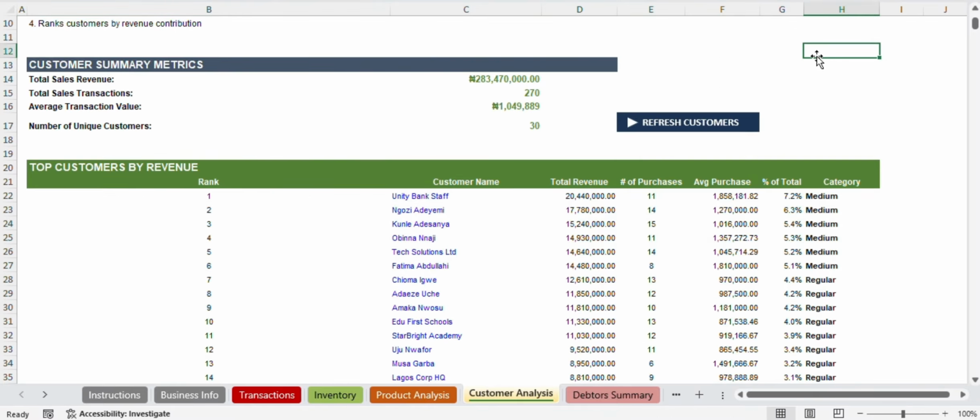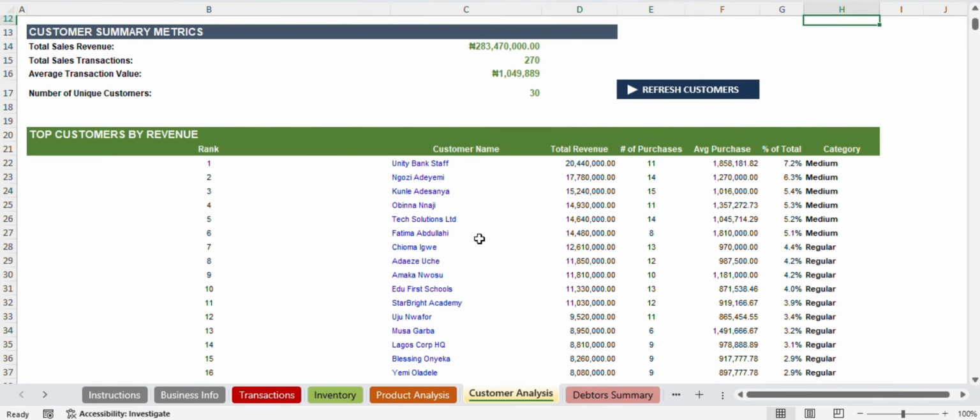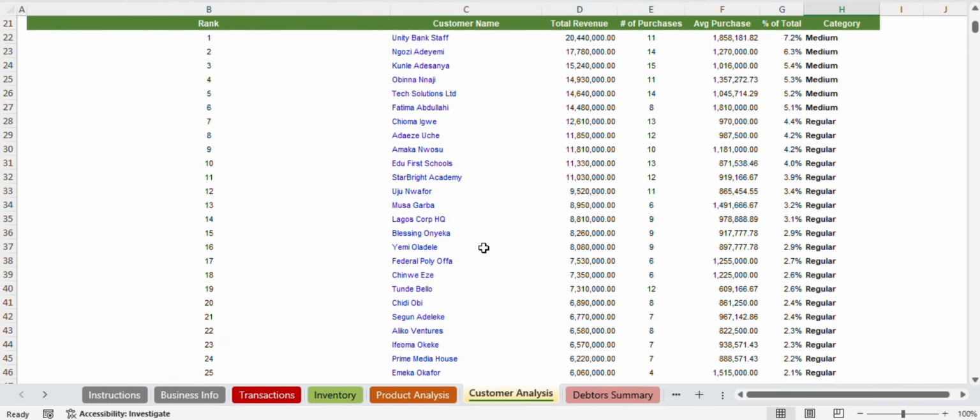Again, the concept of this sheet is to give you this analysis and give you the information. You decide what you want to do with this particular information. With that being said, we move on to the next one, which is the debt summary.